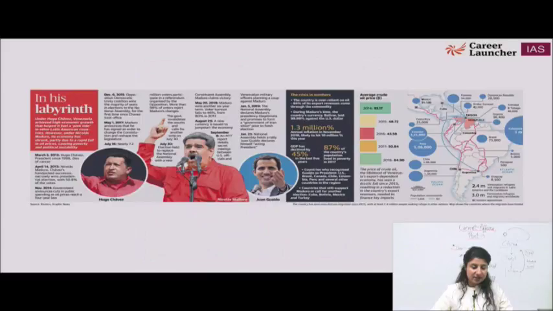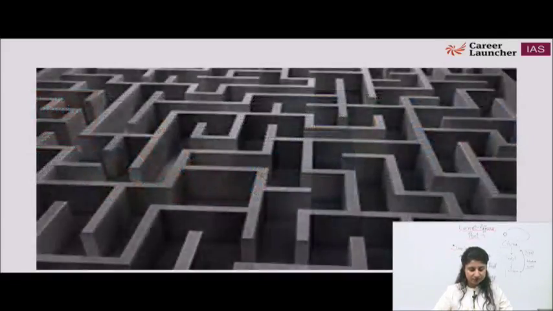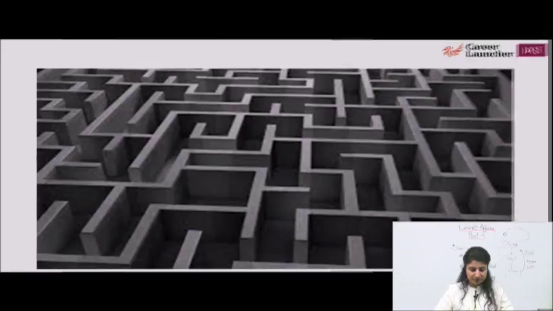Now, the word labyrinth was referred to, so let's have a look at it first. This is a labyrinth. Can you see? Once you enter into it, the passages are so crisscross that you will fail to identify where the entry is and where the exit is. That means it is a state of utter confusion. So this is a labyrinth.